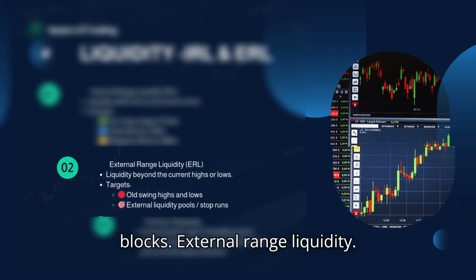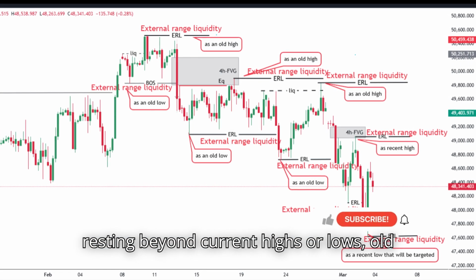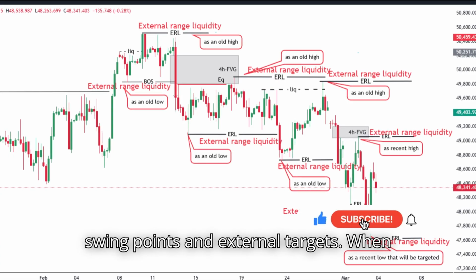External range liquidity. External range liquidity is the liquidity resting beyond current highs or lows, old swing points, and external targets.